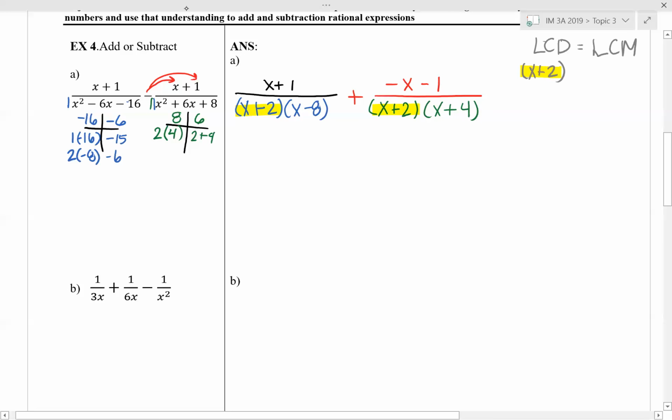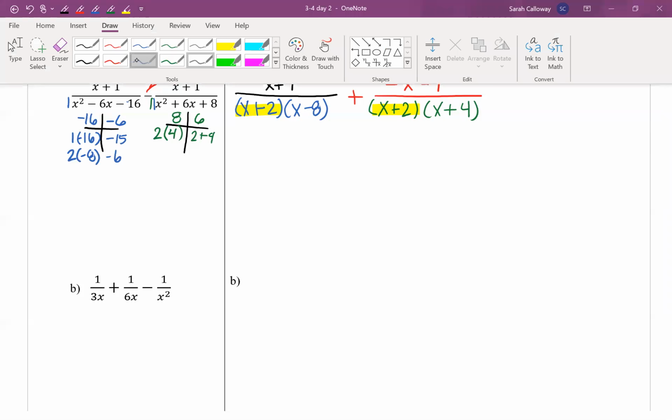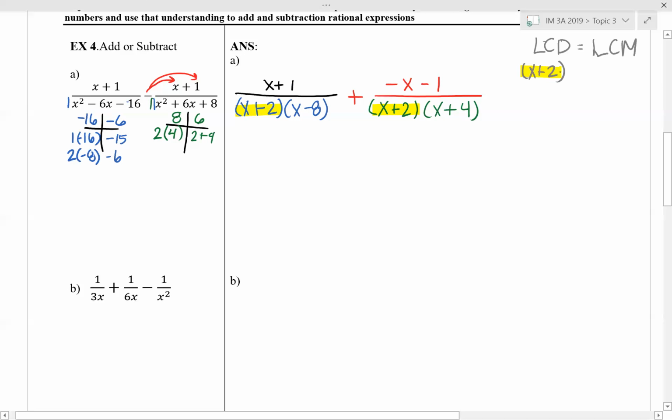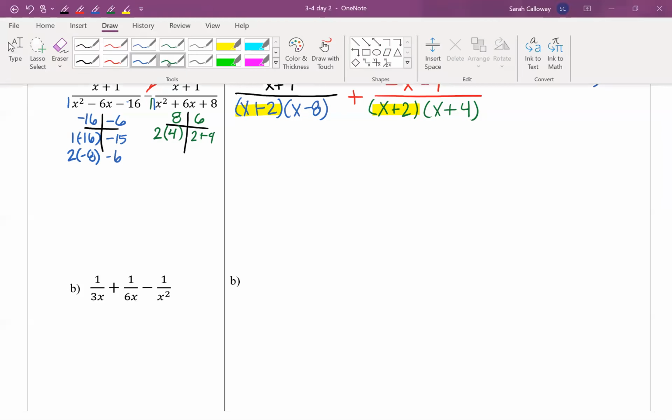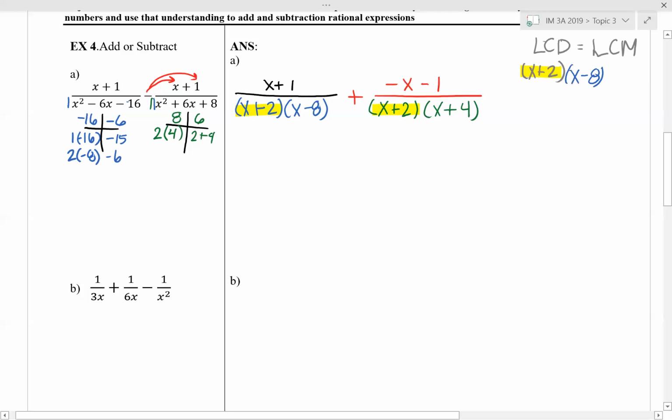Then I can see that they each have something else left over. So I know that the first denominator has this x minus 8, which means that the second fraction is going to need to be multiplied by x minus 8. I also see that the second fraction has an x plus 4, so that tells me that the first fraction is going to need to be multiplied by that x plus 4. And so when I'm creating this common denominator, I'm multiplying both the numerator and denominator by those missing values.